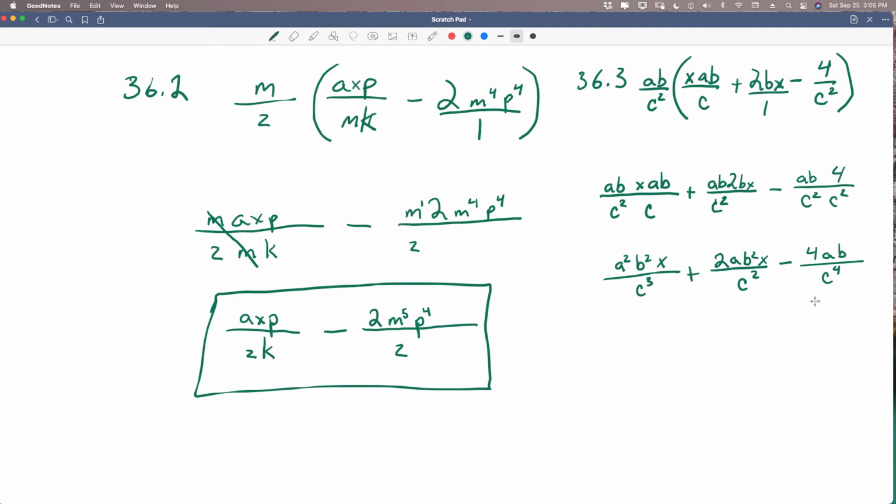All right. Very good. Let's see, is there anything we can cancel? We don't have any c's up top. So I believe that is it. I'm looking at my answer in the book. And that is correct. That's as far as we can go with this.